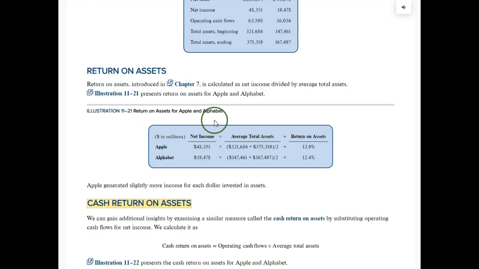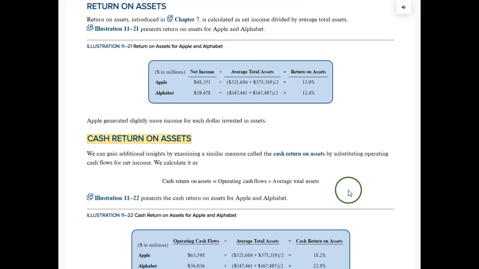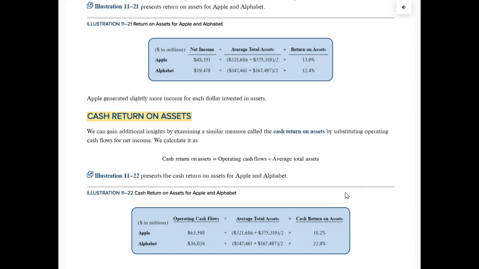Now, if you remember return on assets, this is just net income divided by average total assets. We saw this earlier, back in chapter 7, in fact. And you could, if you wanted to, compute a cash return on assets. Now, you don't see this ratio very often. You rarely hear about it. So it's not that important, I don't think. But if you wanted to compute it, you take your operating cash flows, that's from the first section in your statement of cash flows, divide that by your average total assets, and you get a cash return on assets. So there are the numbers for Apple and Alphabet.